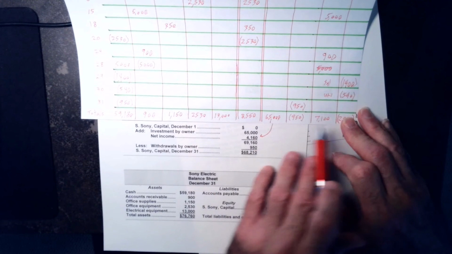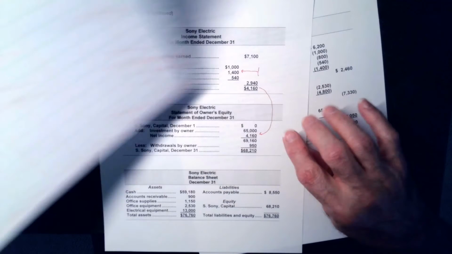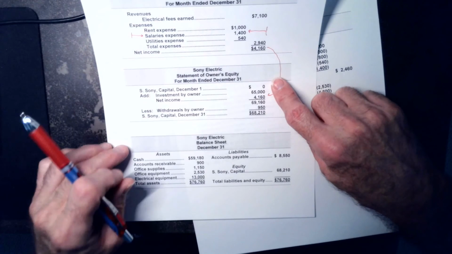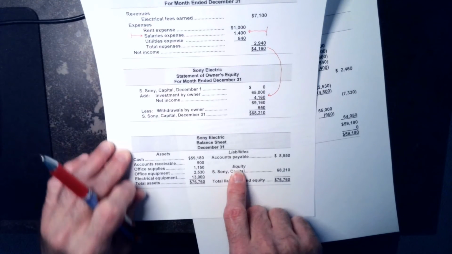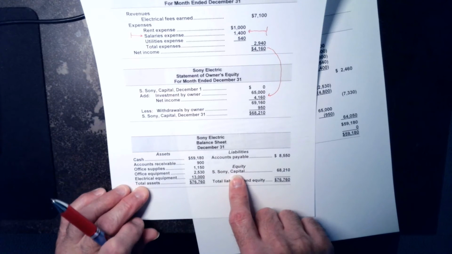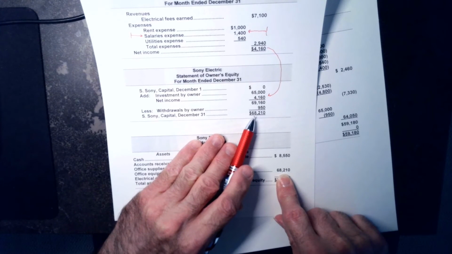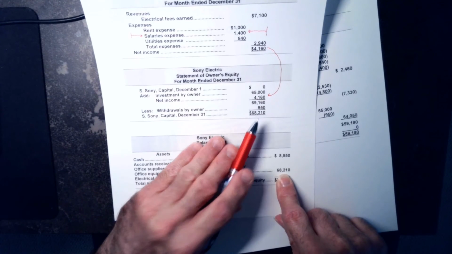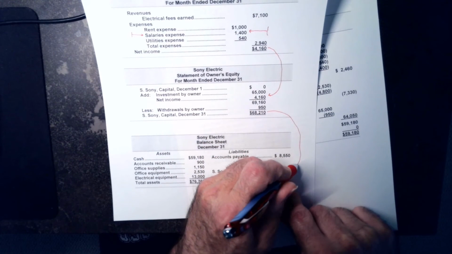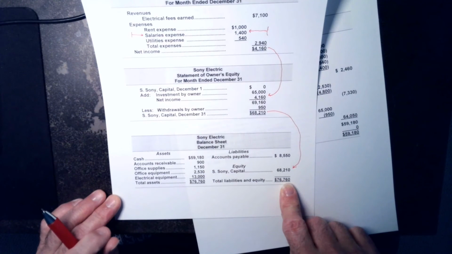I do not find it a dollar amount here. Where did this come from? That came from my statement of owner's equity, which was a summary of my entire equity section. And so my equity section is going to have ending capital, which is $68,210, and there it is right there. My total from my statement of owner's equity is going to transfer to my balance sheet into the equity section, just like that.